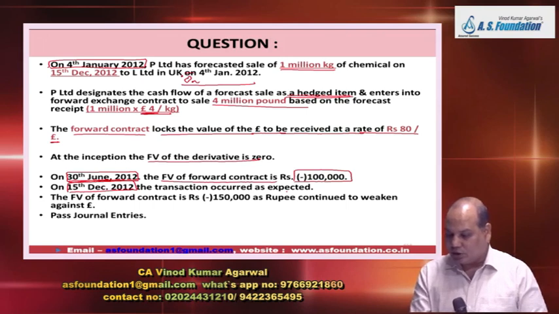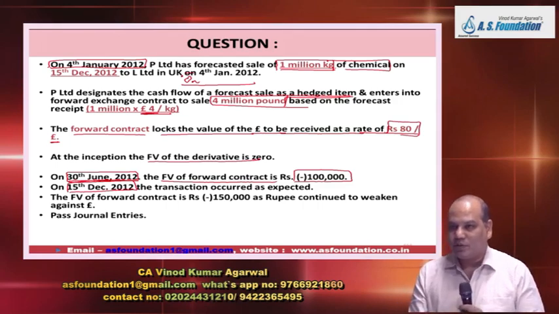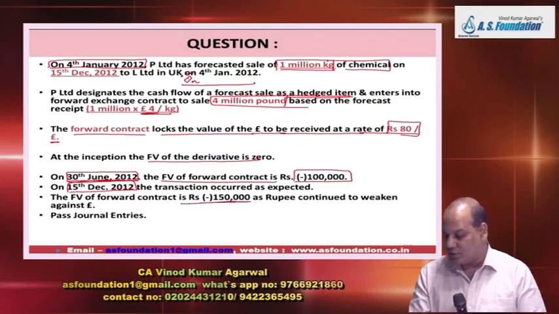The transaction occurred as expected means you will sell 1 million kg of chemical at 4 million pound and the bank will release 80 rupees per pound to you. The fair value of the forward contract is rupees 1,50,000.